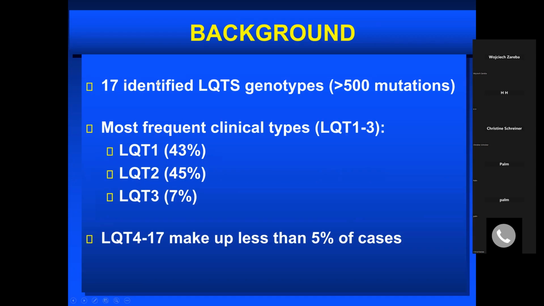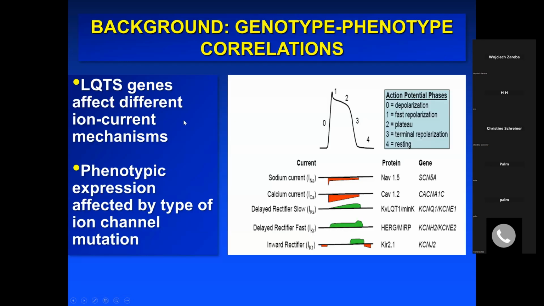So again, background. We know that up until today, the number is increasing. 17 LQTS genotypes have been identified, more than 500 mutations. Most of them are still LQT type 1, type 2, and type 3. They convey most of the cases that are genetically diagnosed. And each one of them is associated with a different pathology. So this is not one disease.